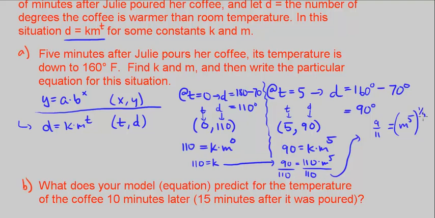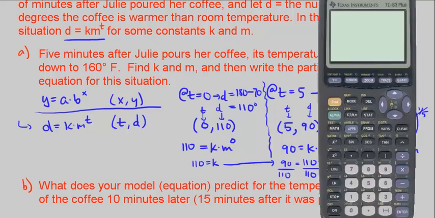We just take both to the power of 1/5, right? These will cancel out, and we're left with m is equal to 9 over 11 to the 1/5 power, right? So that's our m. We could also write this as the 5th root of 9 over 11.